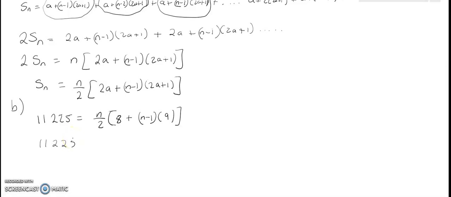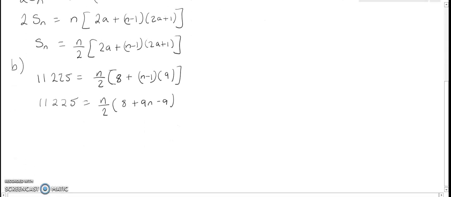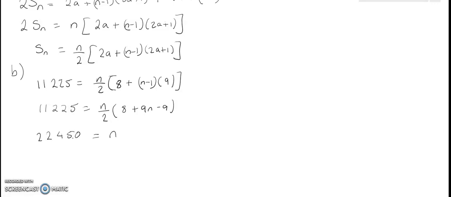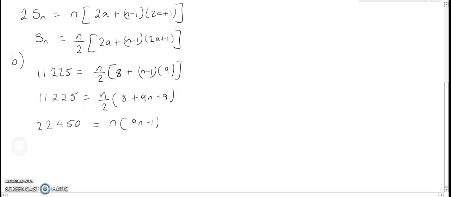So let's just simplify this bracket. So it's going to be 8 plus 9n minus 9. And I'm going to times by 2 whilst I'm doing this. So that's going to give me 22,450 is equal to n, and then I've got 9n minus 1 in here. And let's expand.